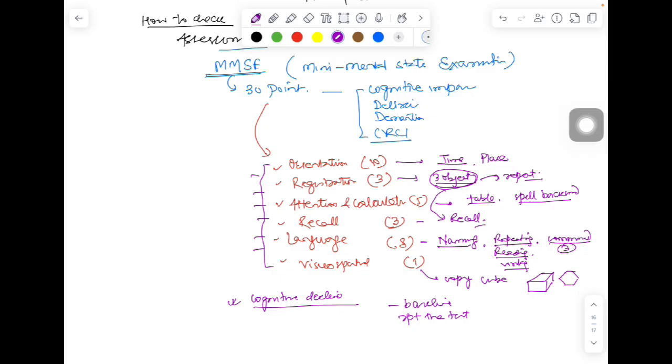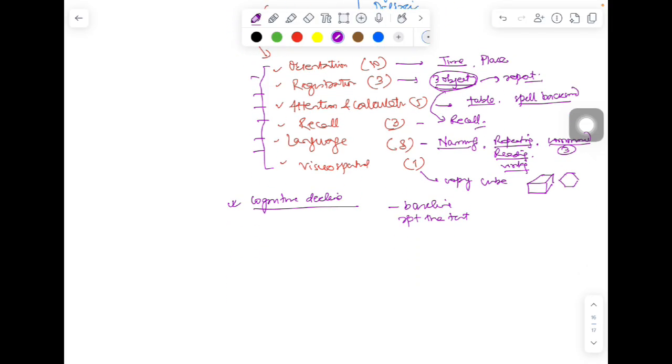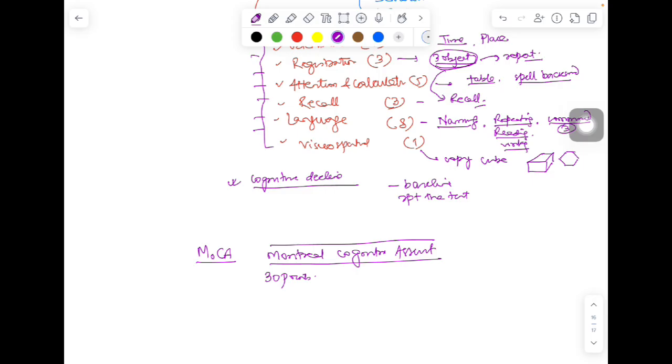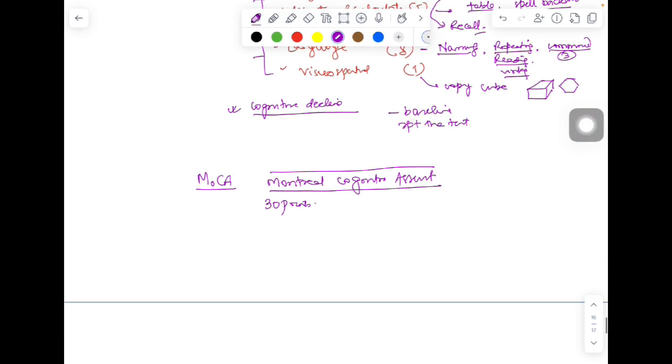Now coming to what else we have. We have better tools. The tool is MOCA, the Montreal Cognitive Assessment. It is important to know the name. If we can understand the detail, it's good. This MMSE was 30 points. This is also 30 points, and it has slightly broadened the spectrum. So we'll just see. It has visual, spatial, or executive.